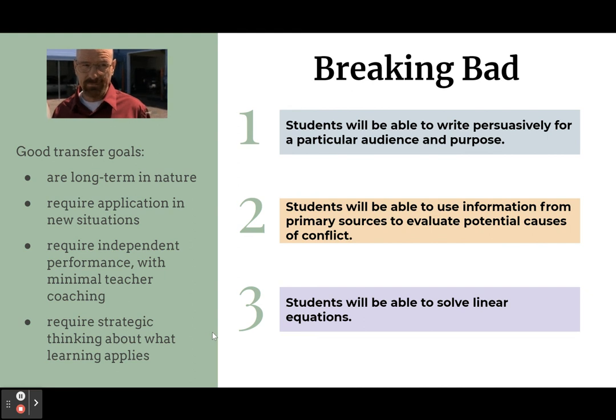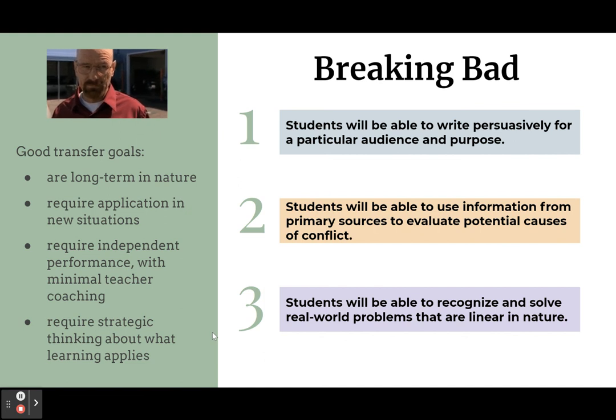Finally, the third goal is this. Students will be able to solve linear equations, which might not necessarily require strategic thinking about what learning applies. Sometimes just solving linear equations can be pretty plug and chug. So I switched it to a transfer goal you've seen before. Students will be able to recognize and solve real-world problems that are linear in nature, that does require application in new situations, potentially strategic thinking, and so it does move beyond that idea of plug and chug.